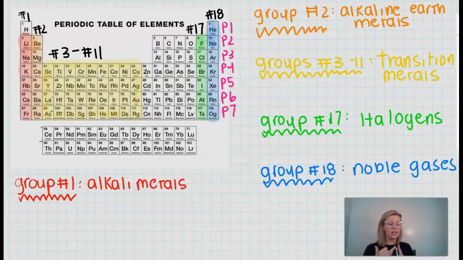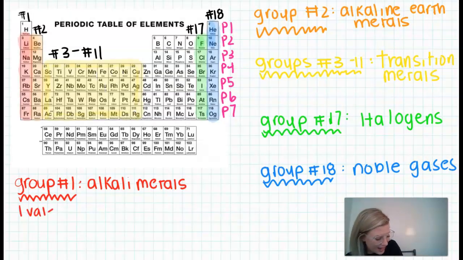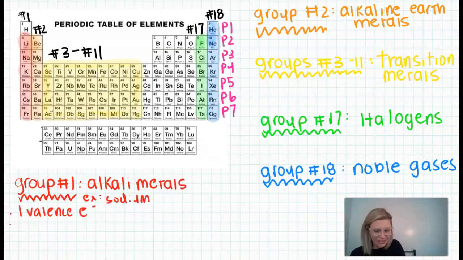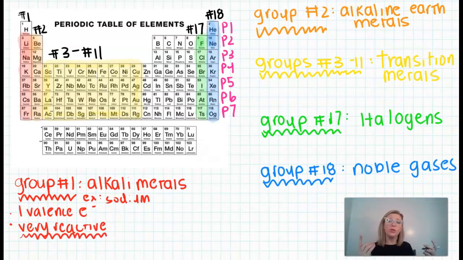Now, group number 1, lithium, sodium, potassium, rubidium, cesium, and francium. These are our alkali metals. They all have 1 valence electron. Let's write down an example too. An example would be sodium. Okay, they all have 1 valence electron. They are extremely reactive. Okay, now you might be saying, wait a second, I eat sodium in my diet. You're telling me it's really reactive? Heck yes, it's really reactive. I'm going to include a video of the alkali metals reacting in water below on this post. So if you do want to watch that, check it out. It's super cool.